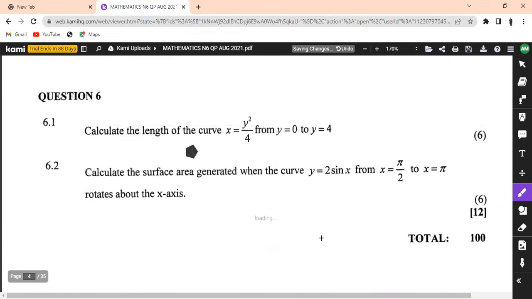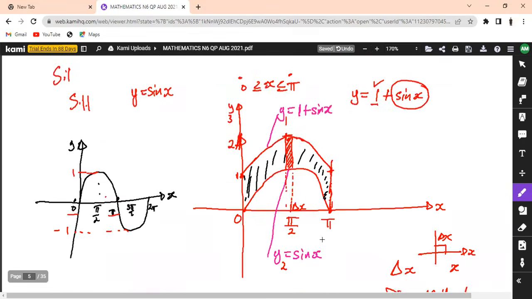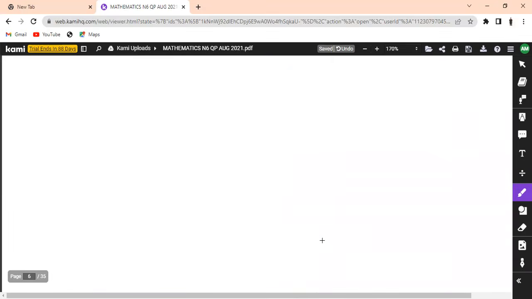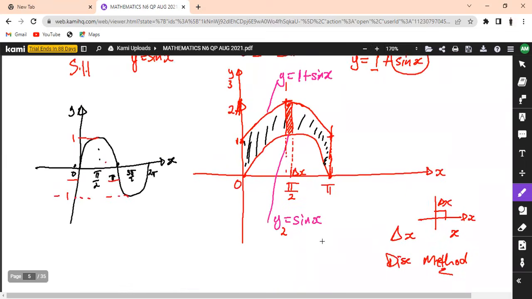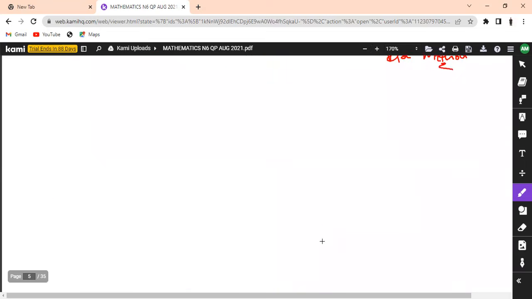Do I have the formula sheet? The formula sheet is not there. I wonder what happened on this question paper, or I moved it.